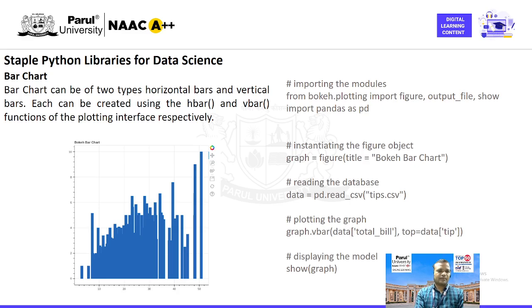A bar chart can be of two types: horizontal bars and vertical bars. Each can be created using the hbar and vbar functions of the plotting interface respectively. So firstly we import the modules: from bokeh.plotting import figure, output_file, and import pandas as pd.